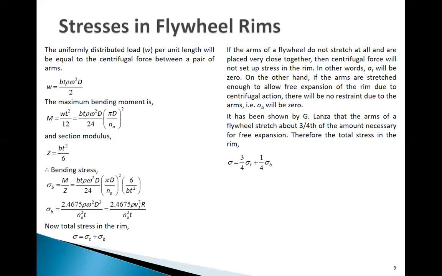So how do we approximate the actual condition? It has been shown by Gill and others that the arms of a flywheel stretch about 3/4 of the amount necessary for the expansion. Therefore, the total stress in the arm is 3/4 sigma_T plus 1/4 sigma_B. This is by experience.